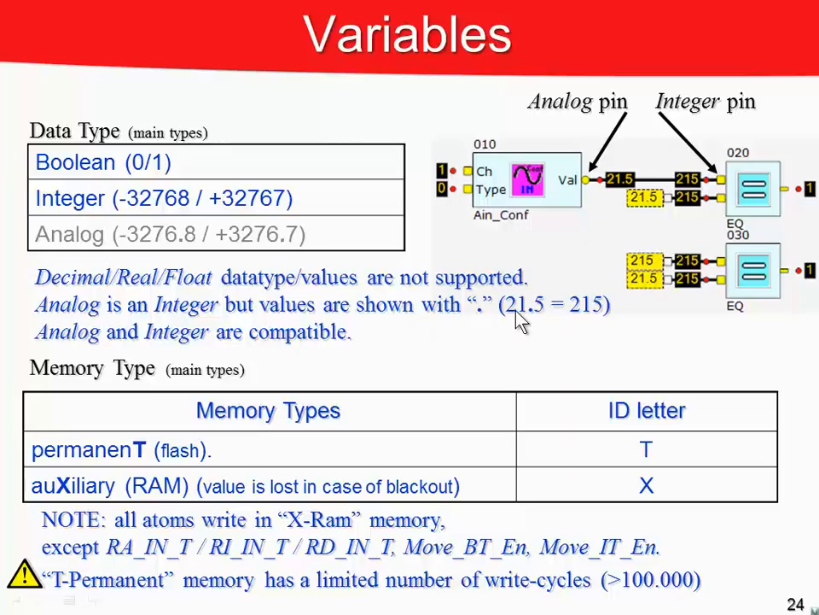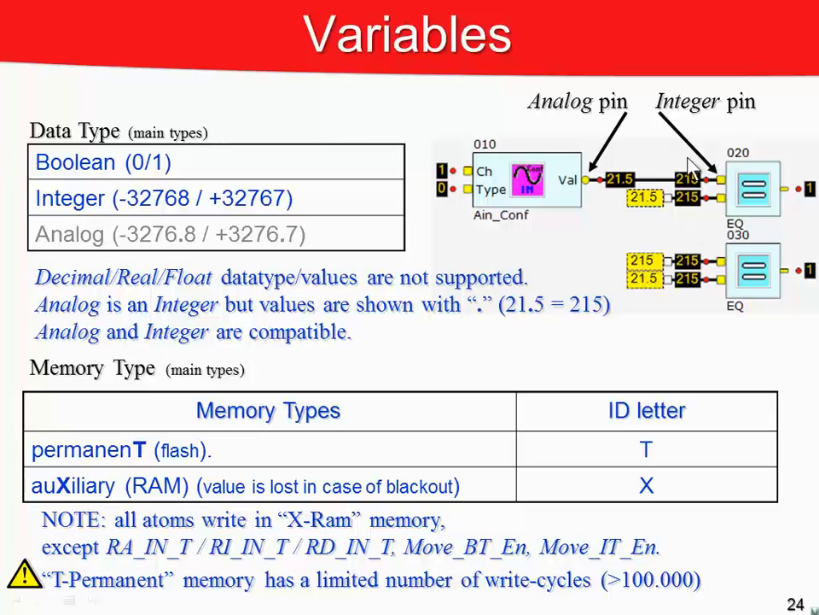So instead of seeing, for example, 215, the system will show 21.5. And this is good for the values that we need, that is the temperature, because it is expressed in tenths of degrees. There is a very important piece of information: since the only difference is graphical, the dot before the last figure, the analog and the integer are compatible.